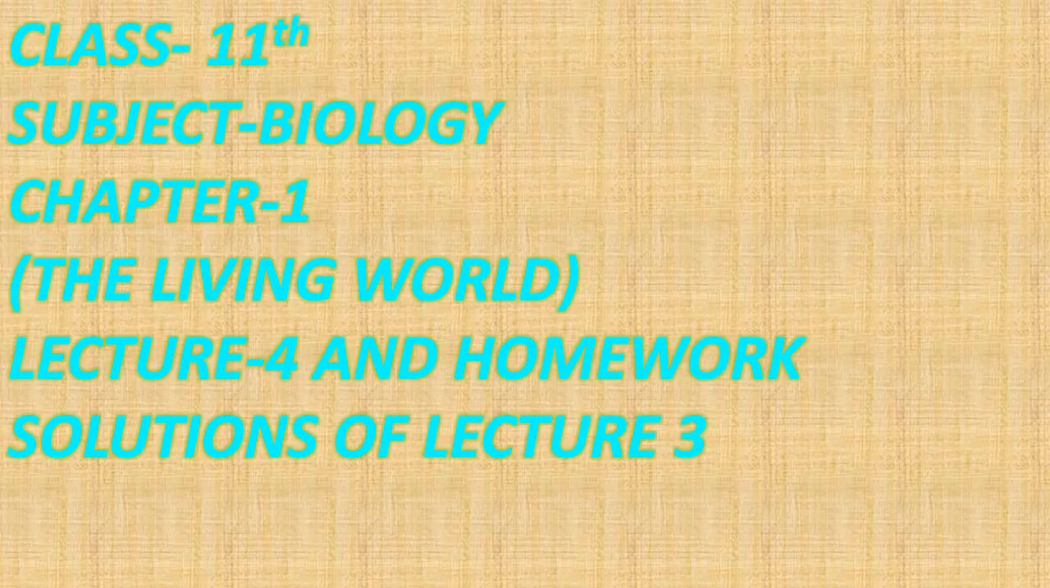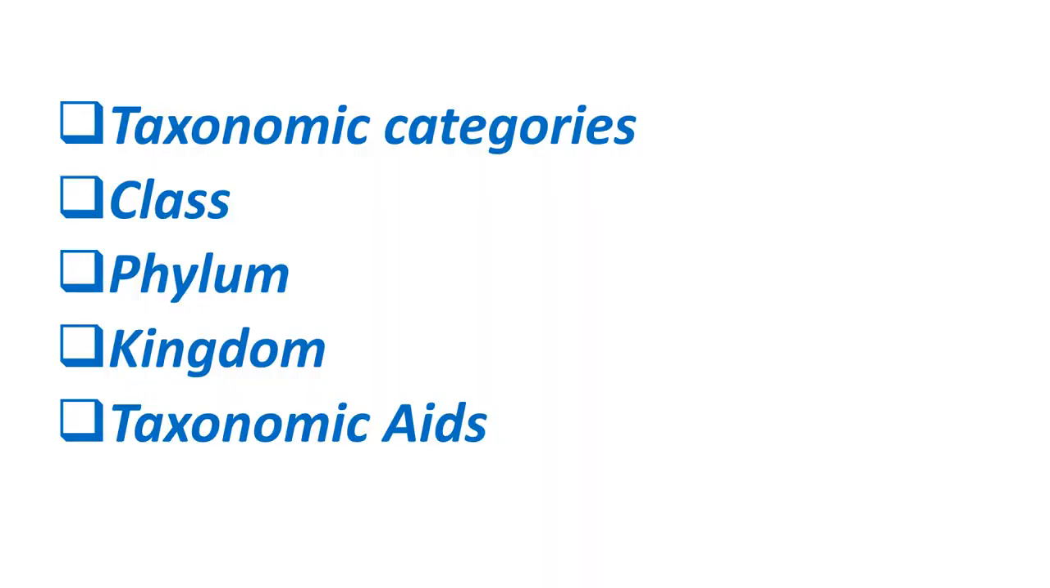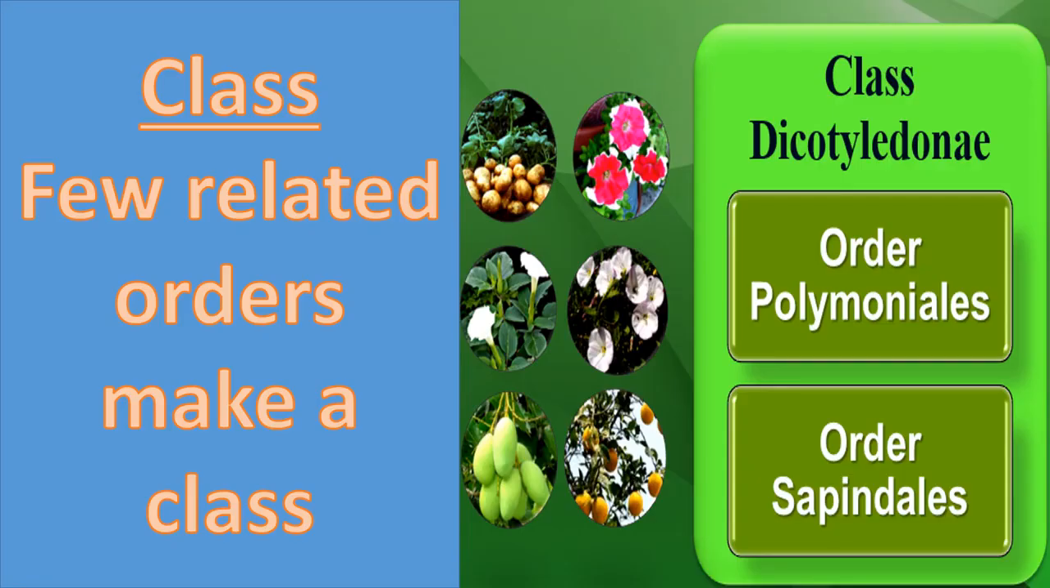This is 11th class biology, lecture 4 of chapter 1, the living world. And at the end of the lecture, we will also discuss the homework solutions of lecture 3. So the topics to be done today are taxonomic categories, in which we will discuss the class, phylum and kingdom. And next topic, we will do the introduction of taxonomic aids. So let's start with the class.